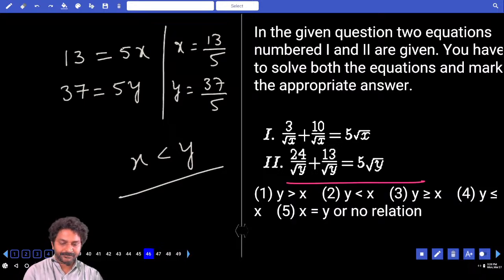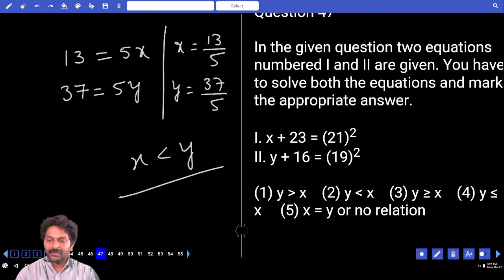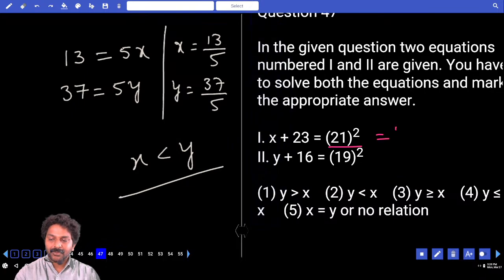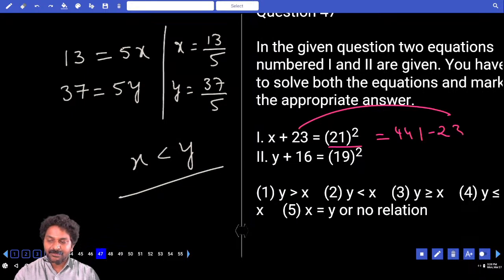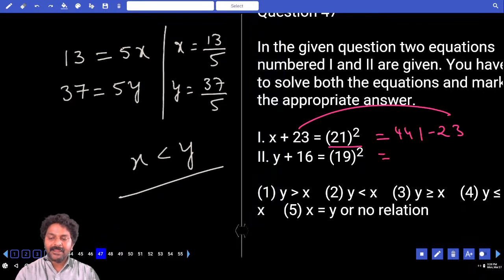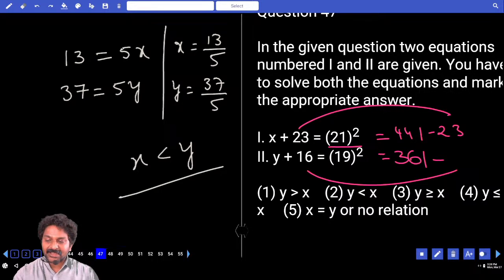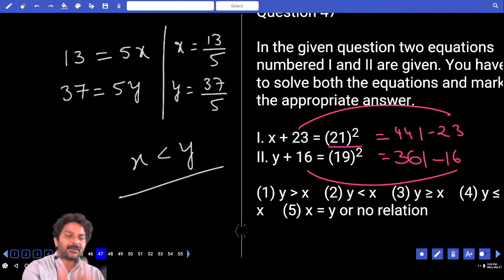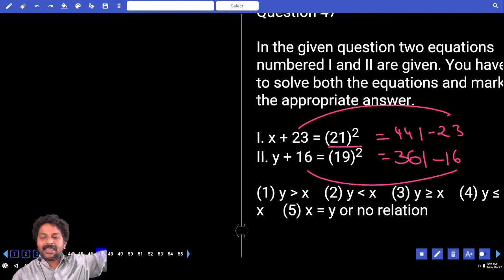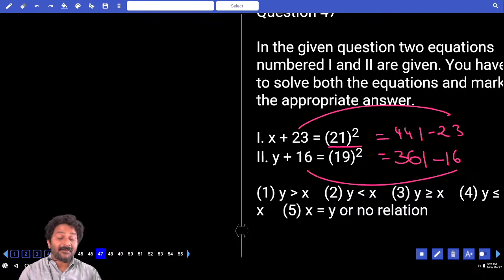Yes. 21 square, 441. 23 goes to the other side. That becomes minus 23 only. 19 square, 361. 16 goes to the other side. Minus 16. I don't want to calculate everything. I know x is more than 400 and y is less than 400. That is enough to answer the question. X is greater than y.